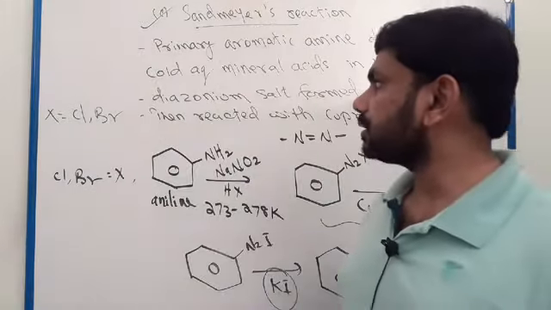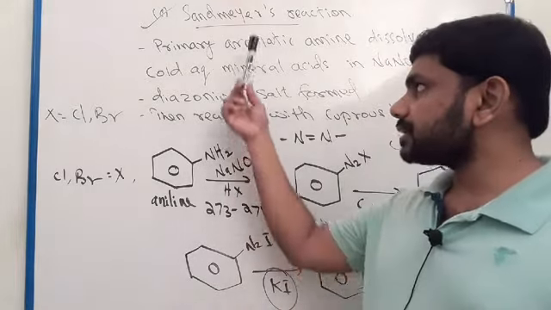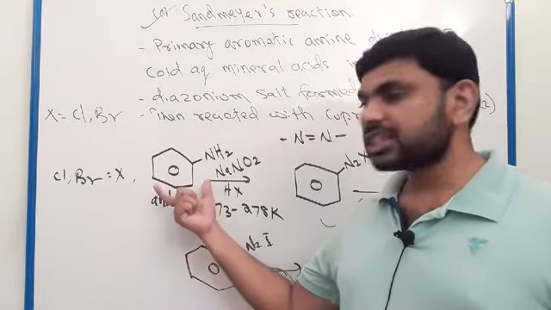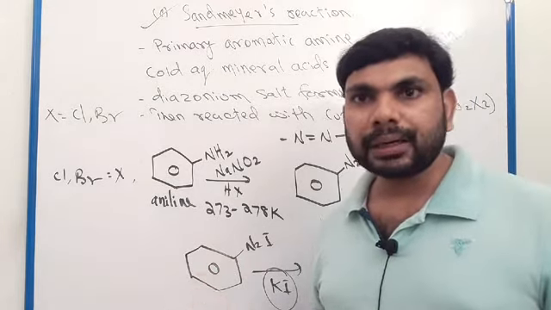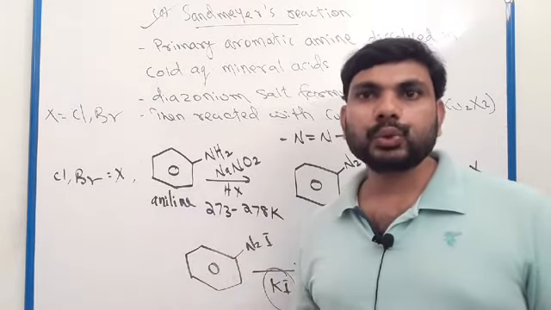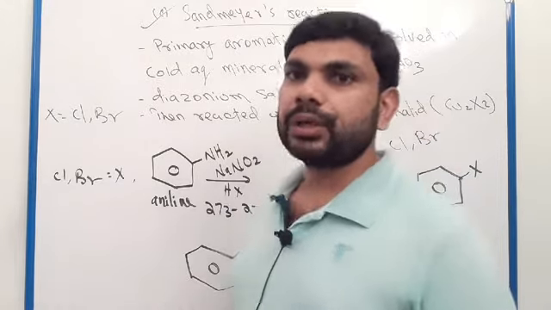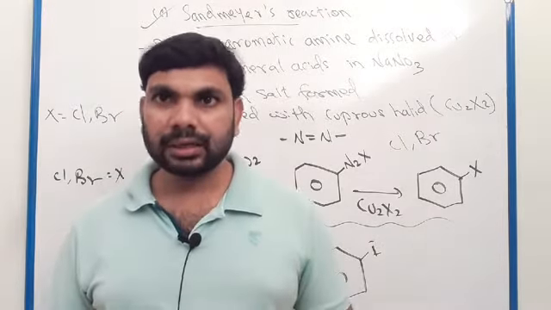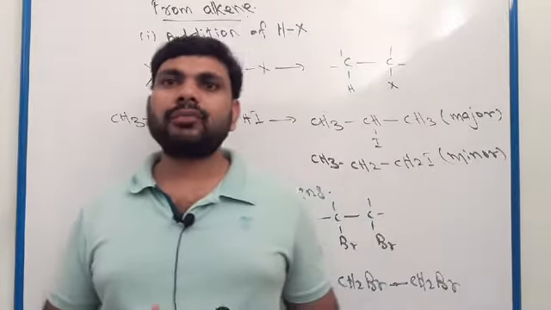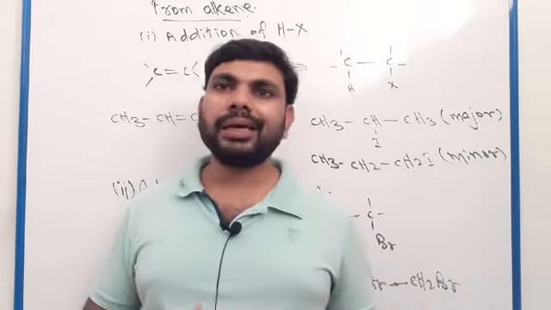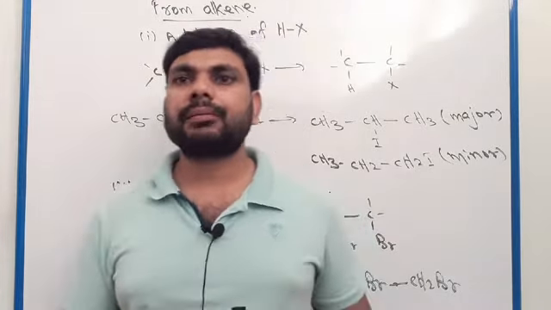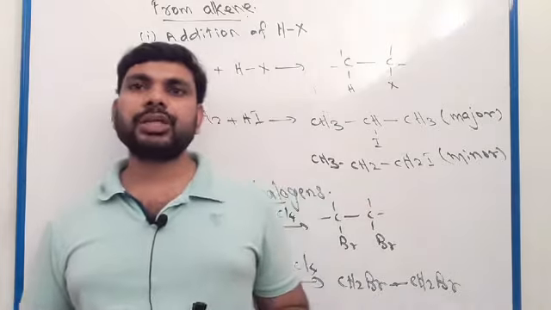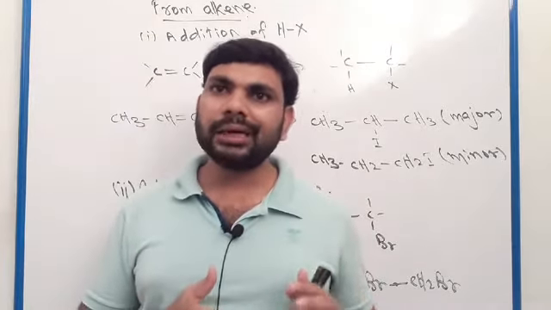Sandmeyer's reaction, remember this. Here this is the starting chemical, aromatic primary amine reacted with NaNO2 and the mineral acid, benzene diazonium chloride, cuprous halide. Finally we will get aryl halide. Clear? Okay, so next we have to discuss preparation of haloalkane from alkene. We already discussed preparation of haloalkane from hydrocarbon, then Sandmeyer's reaction. Next one, preparation of haloalkane from alkene.